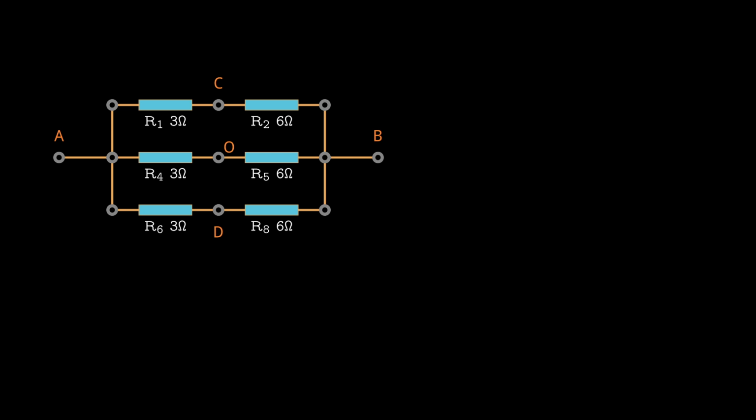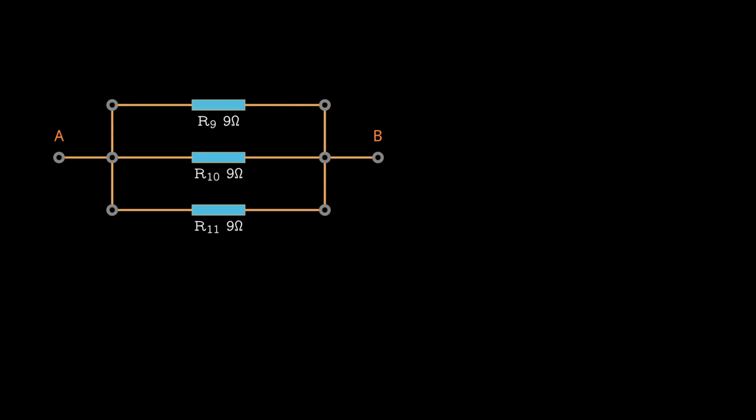From this point onward, we can follow the same steps as in the previous example. First, calculate the equivalent resistance of the series resistors, and then find the equivalent resistance of the parallel resistors. By simplifying the circuit step by step, we ultimately reduce it to a single equivalent resistor with a value of 3 ohms.